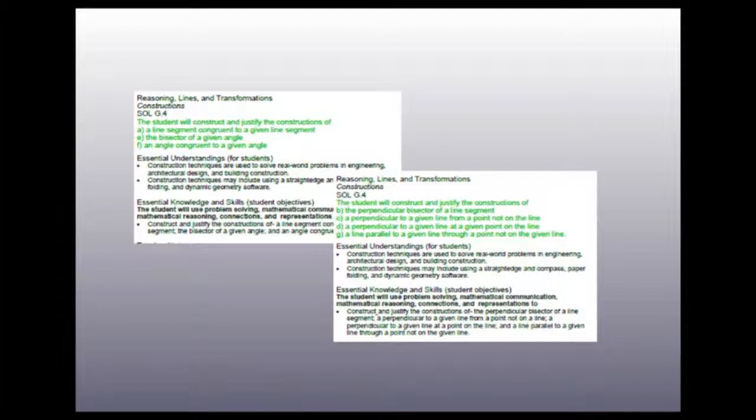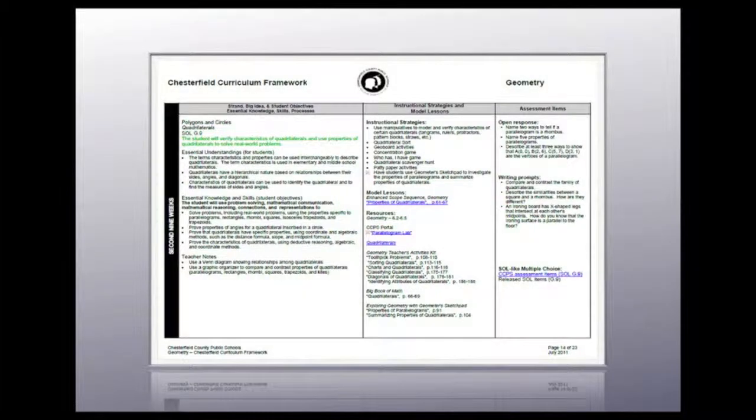Triangle congruence and similarity are now 2 separate standards, G6 and G7 respectively. Quadrilaterals. The old G8 is now G9. Changes include the specific inclusion of solving practical problems involving isosceles trapezoids, and requiring students to prove the properties of angles for a quadrilateral inscribed in a circle.